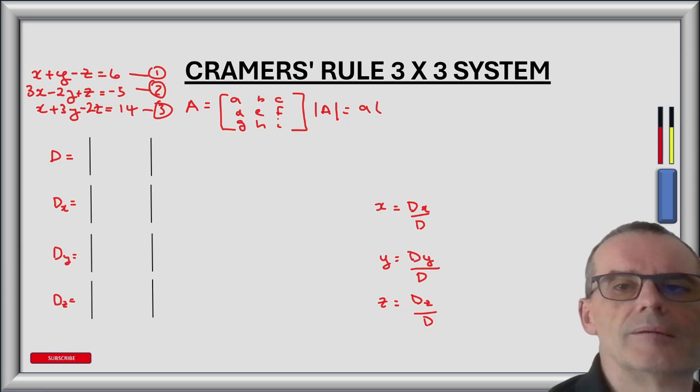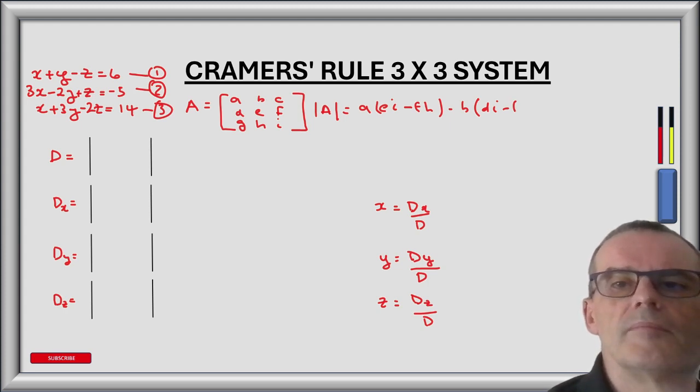A multiplied by E times I minus F times H, minus B times D times I minus F times G, plus C times D times H minus E times G.